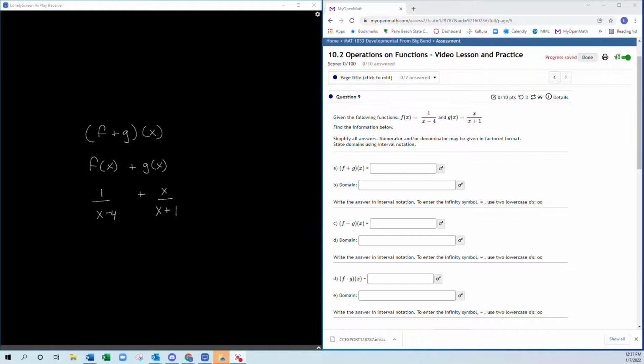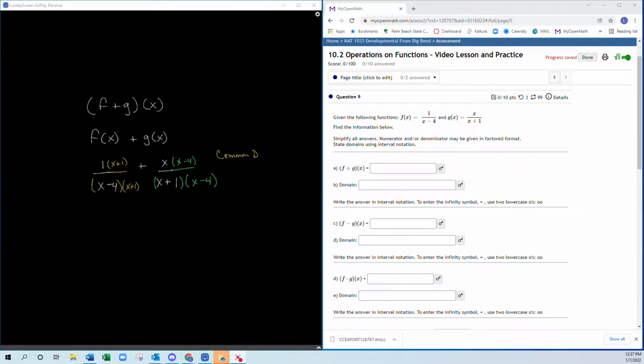Now we are adding fractions here, so I must find a common denominator. I do that by multiplying whatever the other denominator is in the numerator and the denominator. So I multiply x plus 1 to the top and bottom of the first fraction, my f of x. Then for the second fraction, I multiply it times x minus 4, top and bottom. Do notice that I'm making sure I put parentheses around that x plus 1. So when I add those two together now, I have a common denominator.